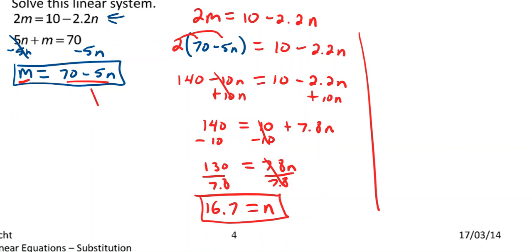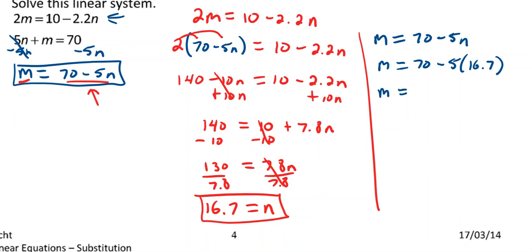Okay, so we'll start again with this equation because we want m now. So m is equal to 70 minus 5n. So then m is equal to 70 minus 5 times, and then n was 16.7. Okay, so m is equal to negative 13.5.